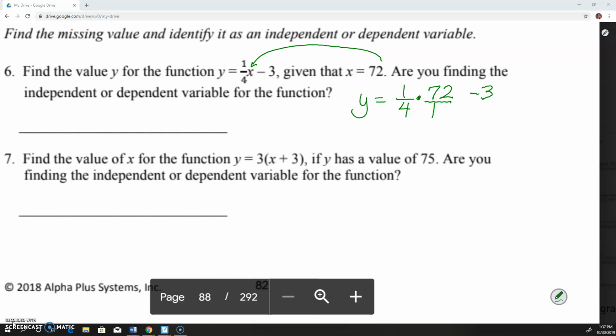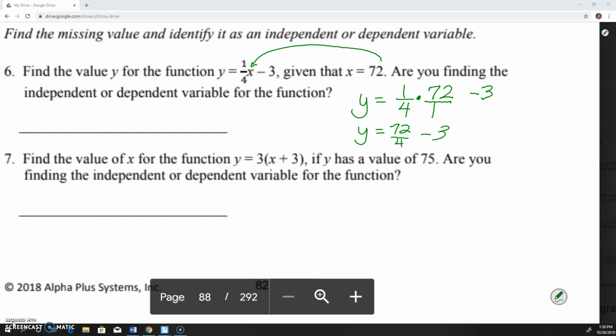So do I have any parentheses? Do I have any exponents? Do I have any multiplication or division? So what's my multiplication? 1/4 times 72. So 1 times 72, and 4 times 1, minus 3.